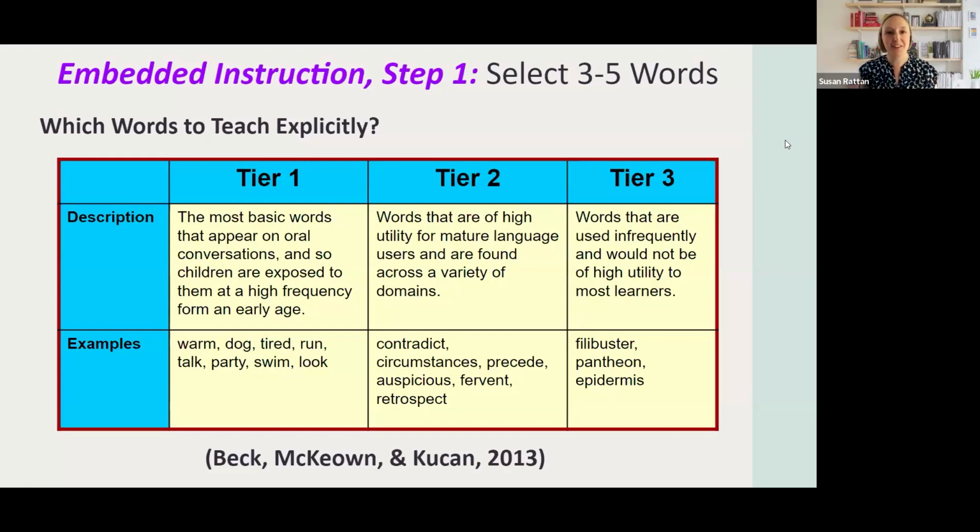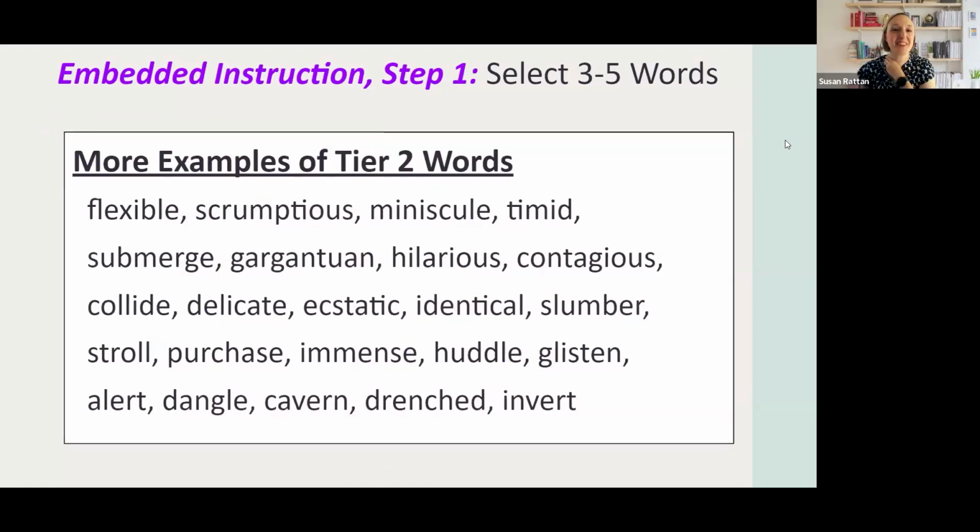We have another list on the next page of a lot more tier 2 words. These are from some work that we did a few years ago, but you can see just looking through, these words are words that kids may not know, but they would understand if we explained what the word meant to them. So for example, most kids would know that some objects can be easily bent or they're bendable, but they might not know the word flexible. And so that's what we're looking for, to teach this new label for something that they already understand.